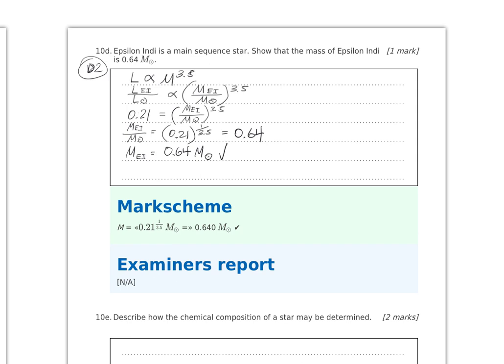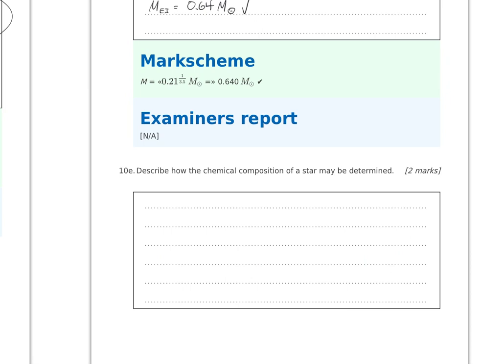10E. How can chemical composition of a star be determined? You fly to the star with a giant tablespoon, and you scoop up a tablespoon of star, and then you sip on it. And you're like, no, not how it's done.